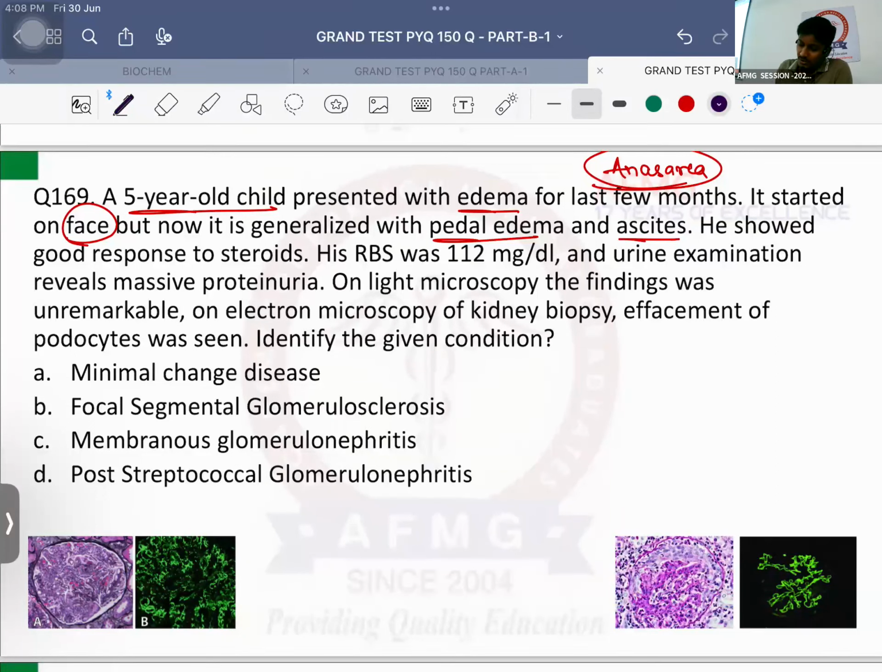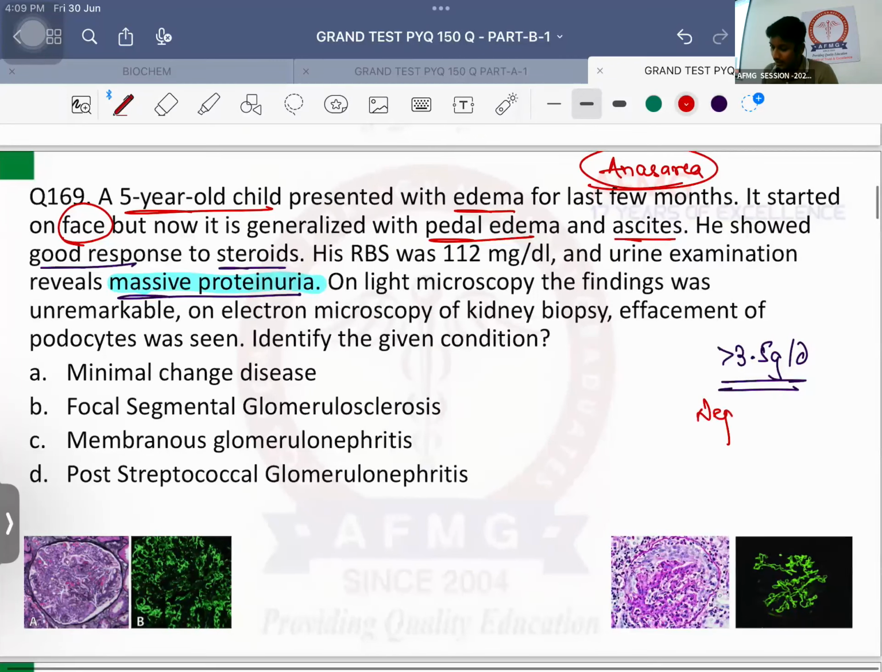He showed good response to steroids. Okay, his RBS was 112 milligrams per deciliter. Urine examination reveals massive proteinuria. What does massive mean? More than 3.5 grams per day. That is also called which range proteinuria? Nephritic or nephrotic? It is definitely nephrotic range proteinuria. Okay? So please remember that.